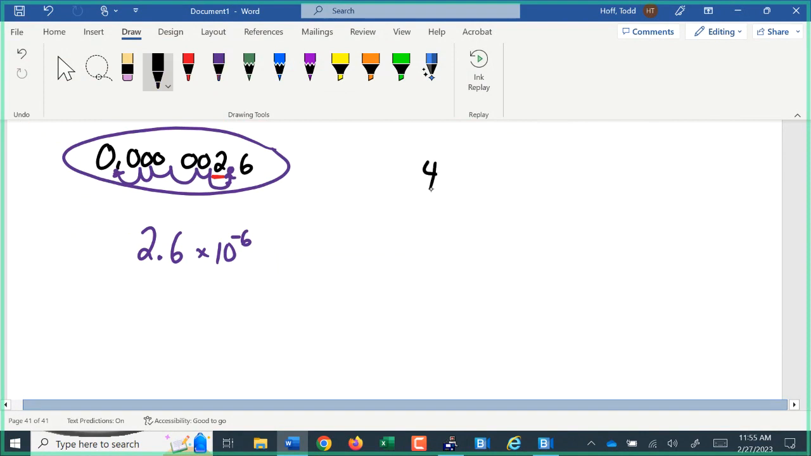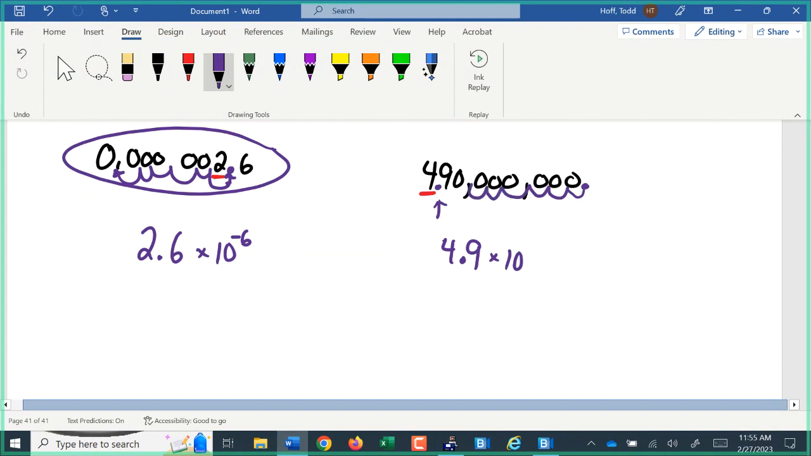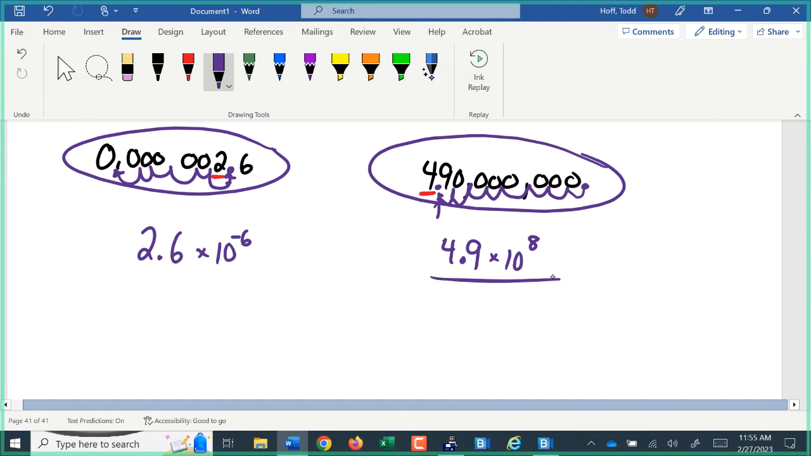Or if I had 490 million. Well, again, this is the first non-zero digit, so my decimal point is going to go after it. So I'm going to have 4.9 as the start of my scientific notation, times 10 to what power? Well, the decimal point started over here, and I have to get it over to here. So 1, 2, 3, 4, 5, 6, 7, 8 places. So the power on 10 is either 8 or negative 8. This is a large number. It's bigger than 1, so we know it's a positive power of 10 place value. So that is 10 to the power of positive 8.